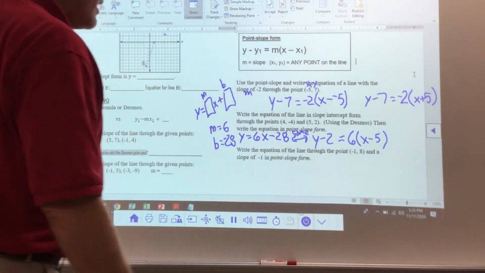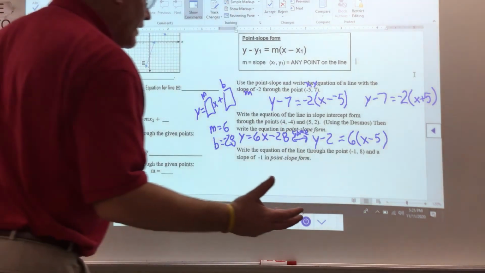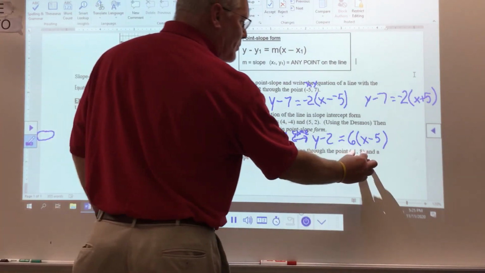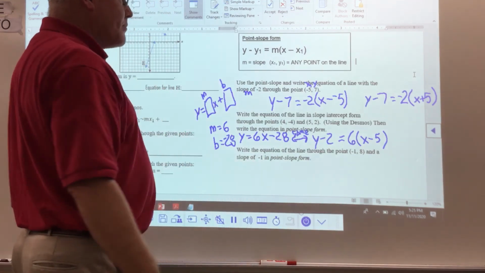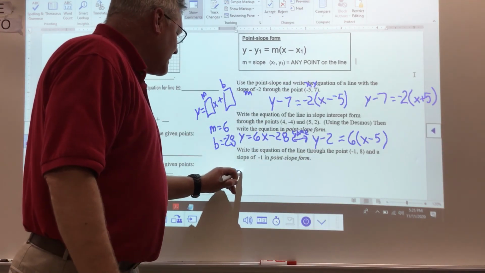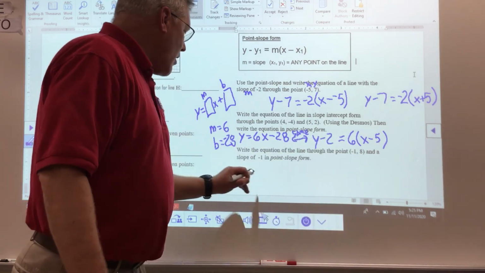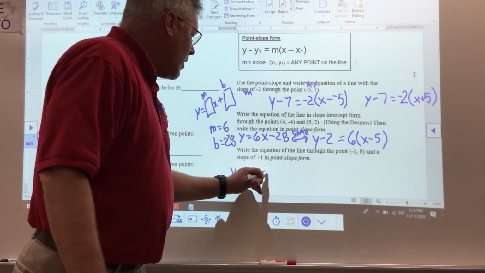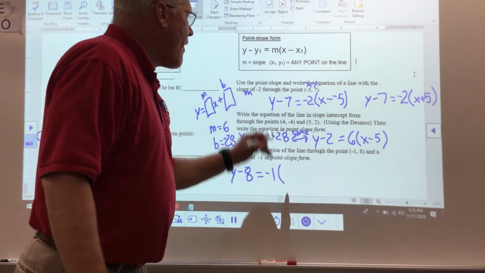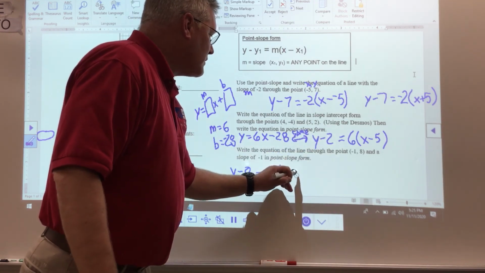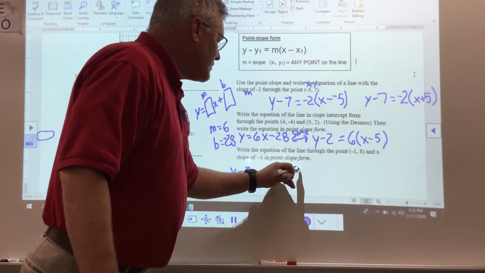Okay? Now, last one here. Real simple one to finish up. We're going to write this guy in point-slope. It gives us the point. It gives us the slope. But let's see some trickery here. So we're going to go y minus our point y value, our y coordinate. That's going to equal our m, which is negative 1. And we're going to take x minus our x coordinate, which is negative 1.